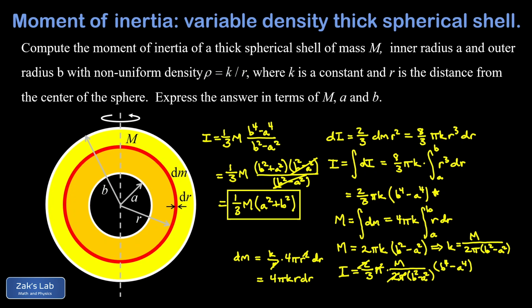In the next video, we're going to do one more example of a moment of inertia integral where density is not uniform. So the next one is going to be a solid cylinder with density growing quadratically from the distance to the symmetry axis.